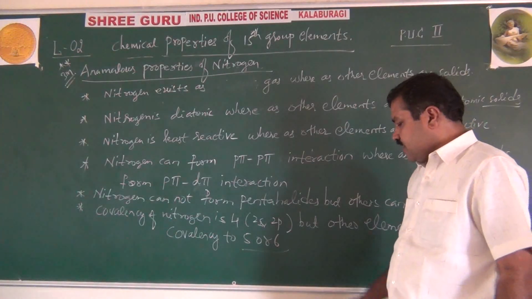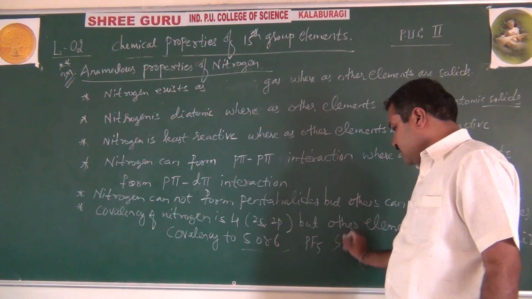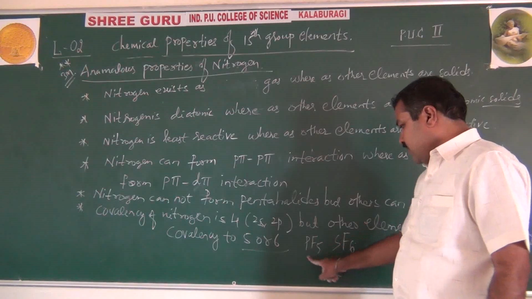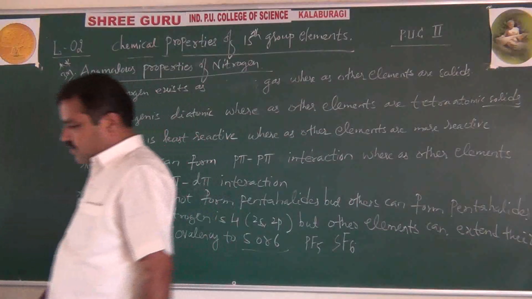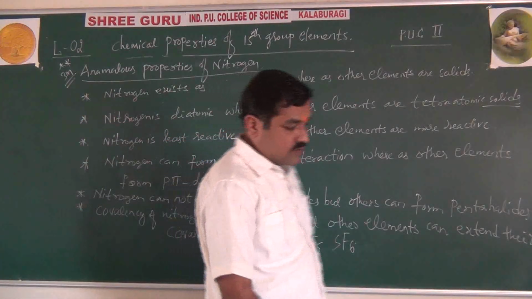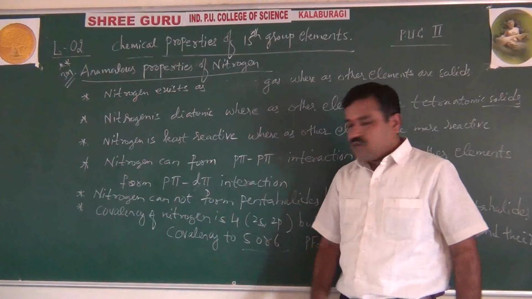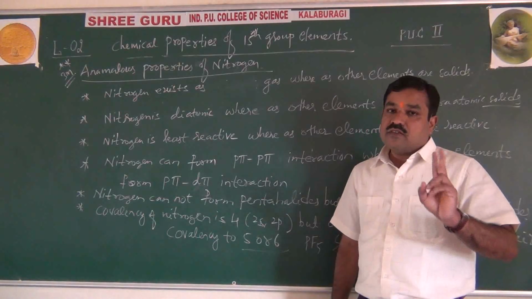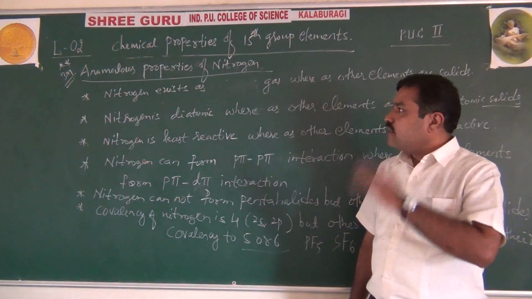Right. That means, for example, here PF5, SF6. See, they can form 5 and 6. Nitrogen cannot form pentahalides, nitrogen cannot form PF5 type interaction, nitrogen cannot extend covalence more than 4. Why? Because of the same reason: the d orbitals are absent in nitrogen. These are the anomalous properties.